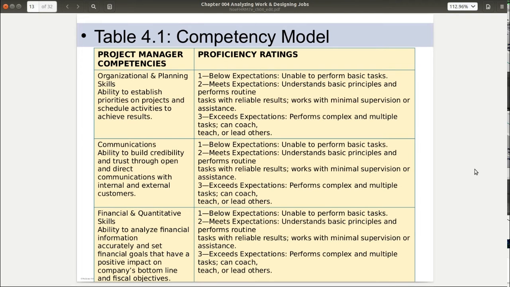This is an example of what's called a competency model. In other words, one of the things that will happen from that job analysis is putting together a model as far as what is it that the person has to be able to do, and then how do you evaluate them on that. So, for example, for this project manager aspect, it has three key things: organizational planning and skills, communications, and financial and quantitative skills. And then it gives you a description of what each of those things are. And then how do you actually measure how well they're doing in each of those?